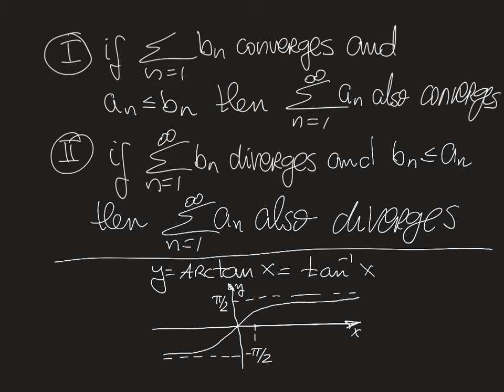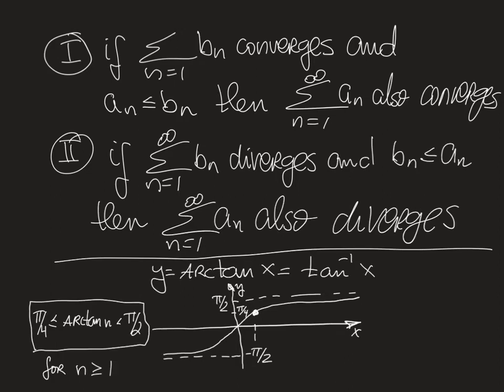We're not interested in the left. We are only interested in this graph starting at 1. Arctan of 1 is pi over 4. So from that, we can conclude that arctan of n is smaller than pi over 2 and greater than or equal to pi over 4 for all n greater than or equal to 1. That's usually how our sequences start, with 1. So remember, this inequality has two sides, the left side and the right side.